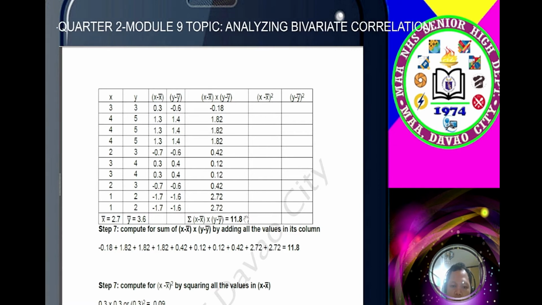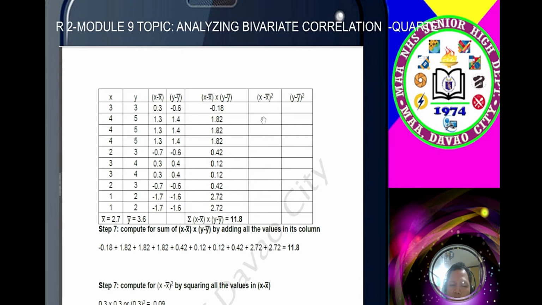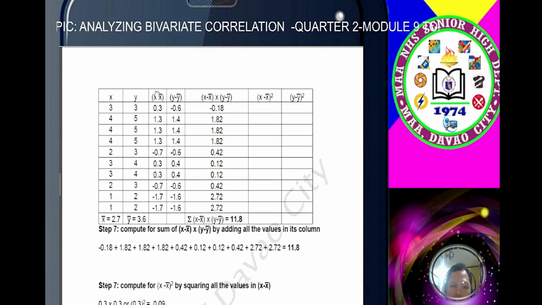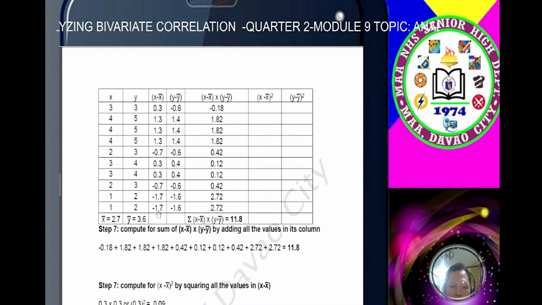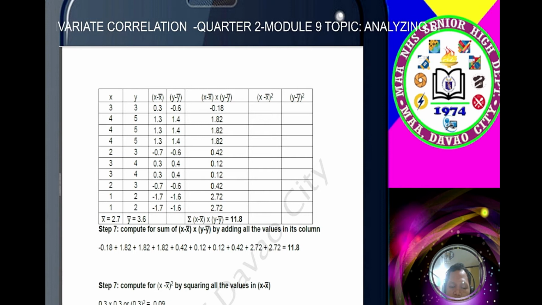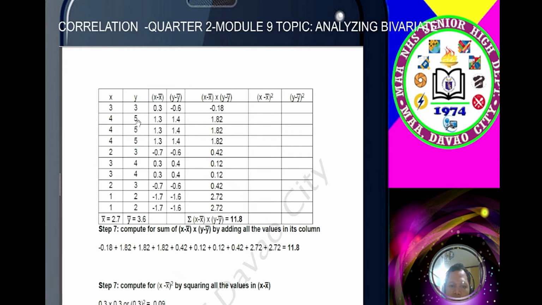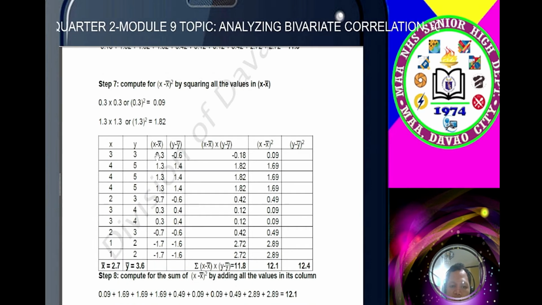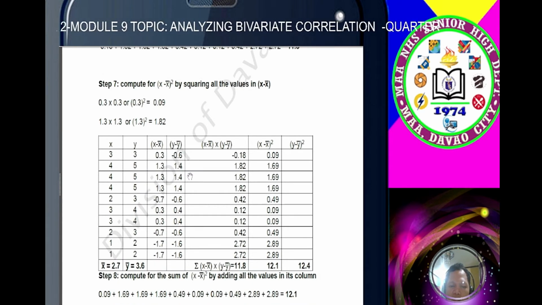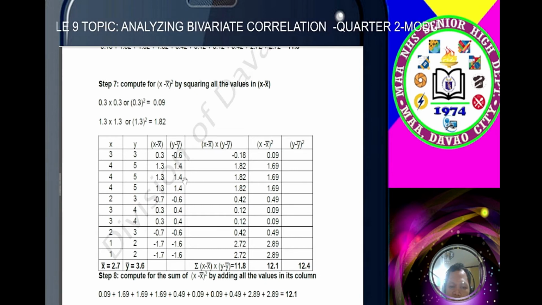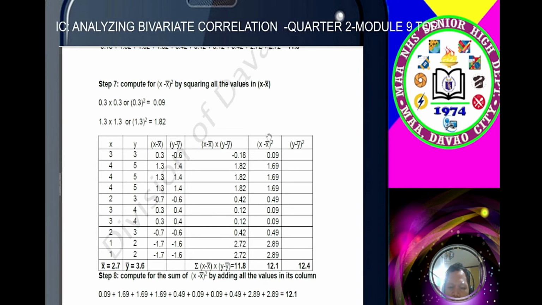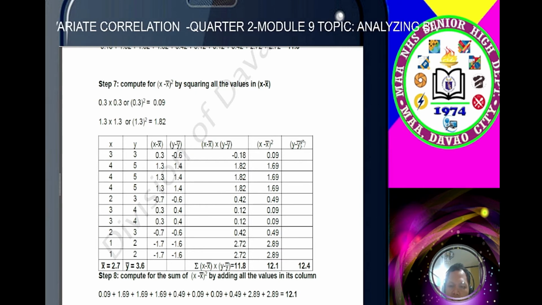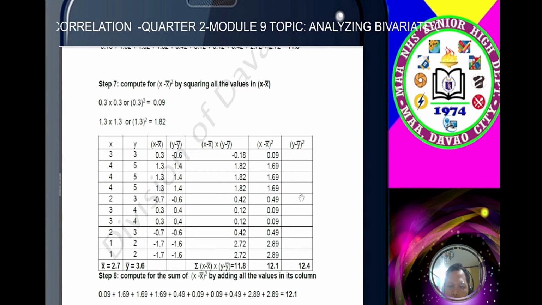Then we will now go to the second to the last column, x minus the mean squared. So you get the square of this column. 0.3 times 0.3, that is 0.09. Just get the square of each value. 1.3 times 1.3 is 1.69, and so on. Same process in the last column on the y.